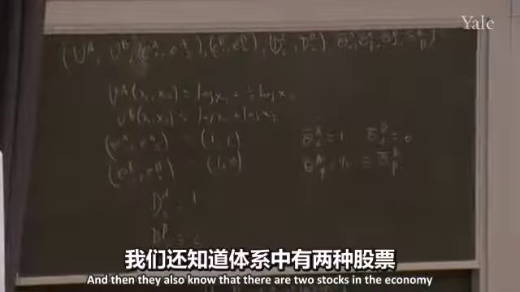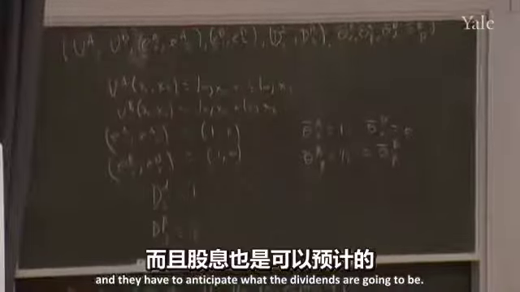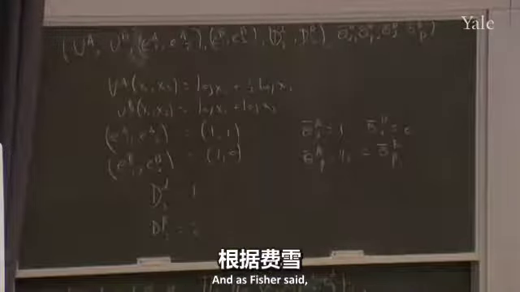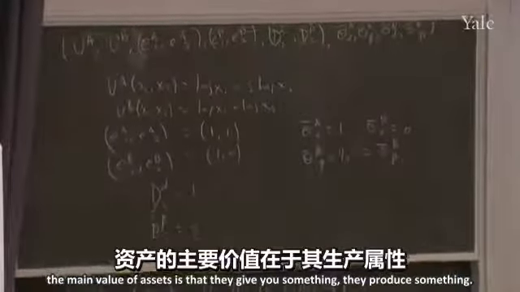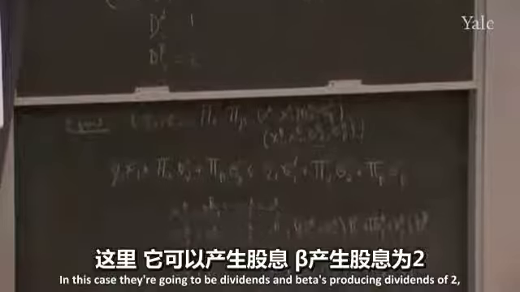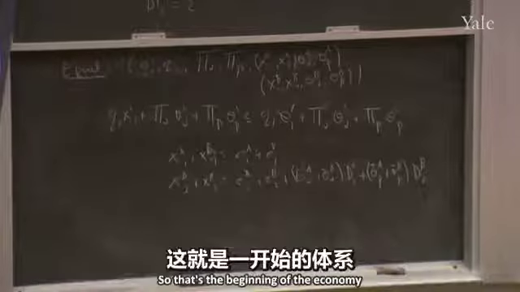And then they also know that there are two stocks in the economy, and they have to anticipate what the dividends are going to be. And as Fisher said, the main value of assets is that they give you something, they produce something. In this case, they're going to be dividends, and beta's producing dividend of 2, and alpha's producing dividend of 1 next period. And then they own shares. So that's the beginning of the economy.